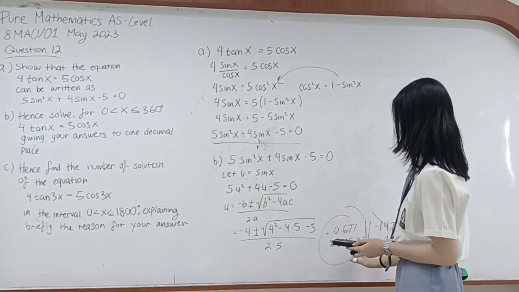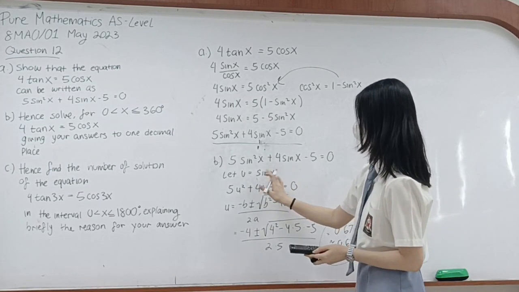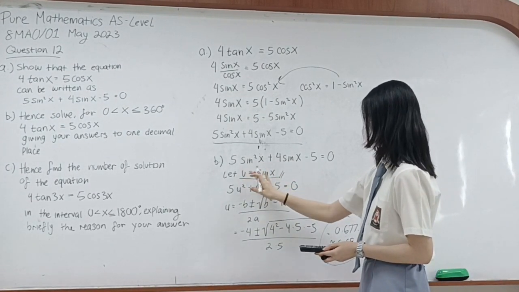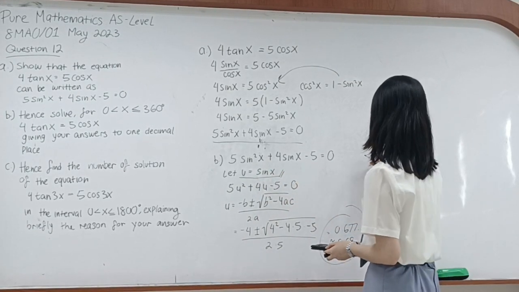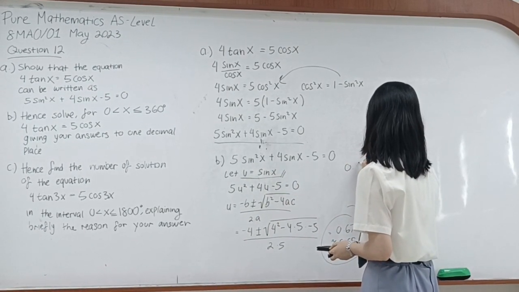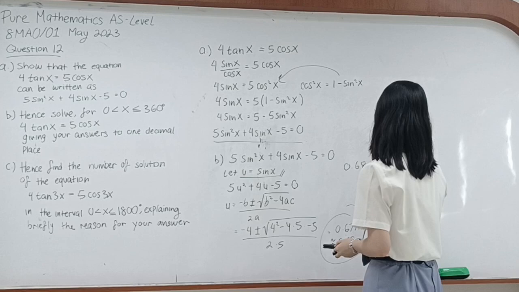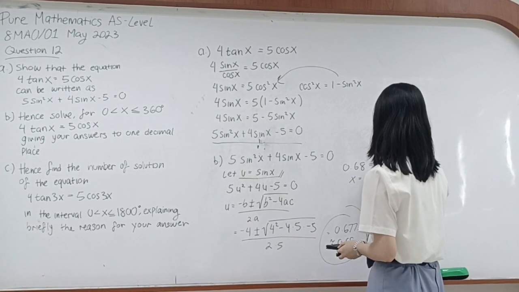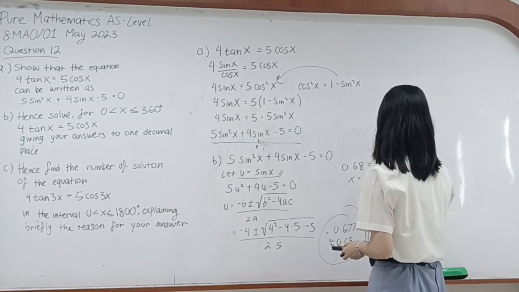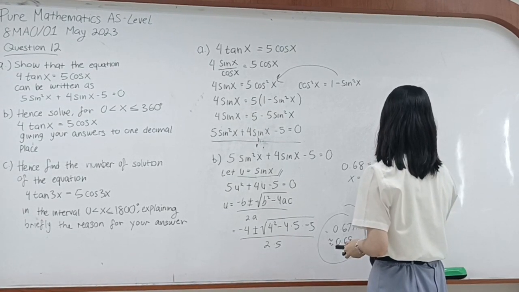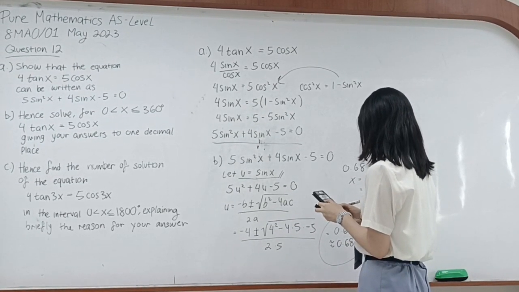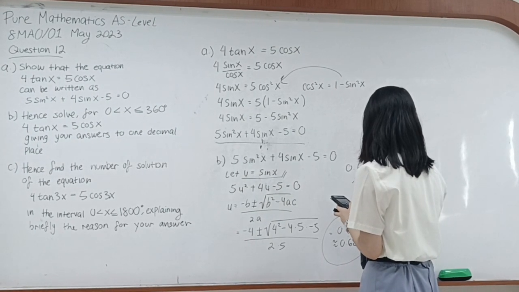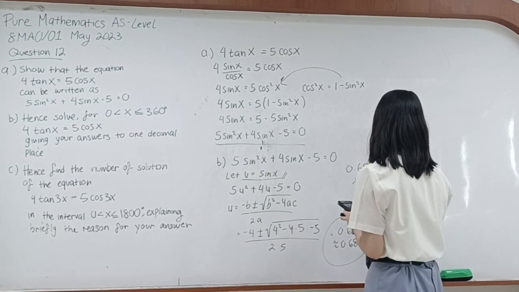Now, once we've gotten the value of u, we can just place it into the formula, or let u be equal to sin x over here. So it'll be 0.68 equal to sin x. Therefore, to find x, we can just take sin inverse of 0.68. And this would give us an answer of 42.8 degrees.